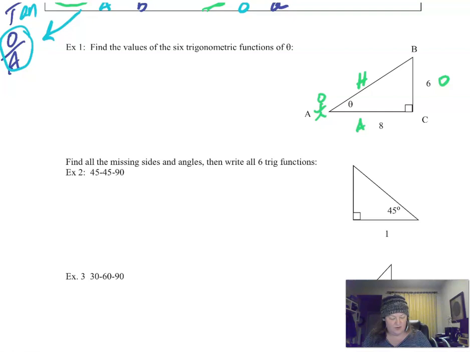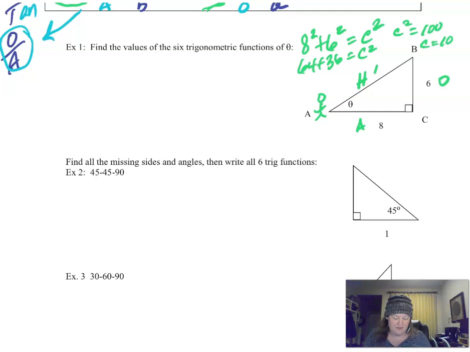So the 2 legs in either order. So I'm going to do 8 squared plus 6 squared equals c squared. That's going to give me 64 plus 36 equals c squared. That means c squared is 100 and c must be 10. So this is a 10. So we have 6, 8, and 10 as our 3 sides.